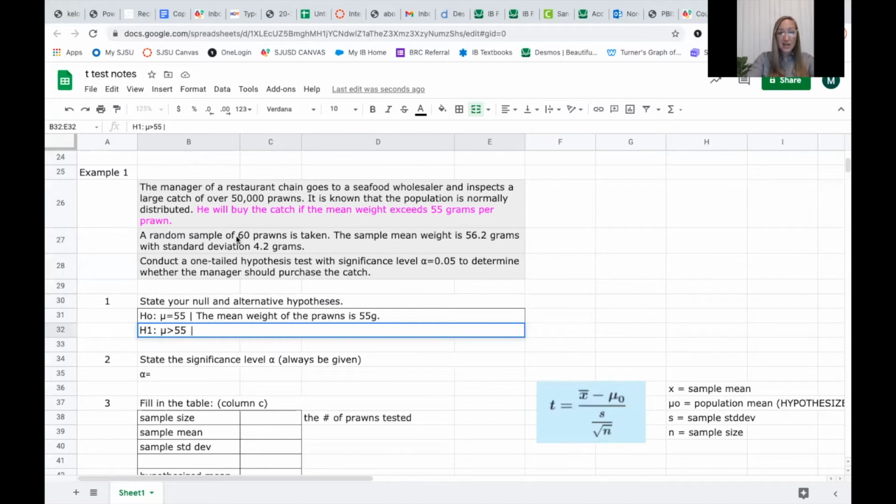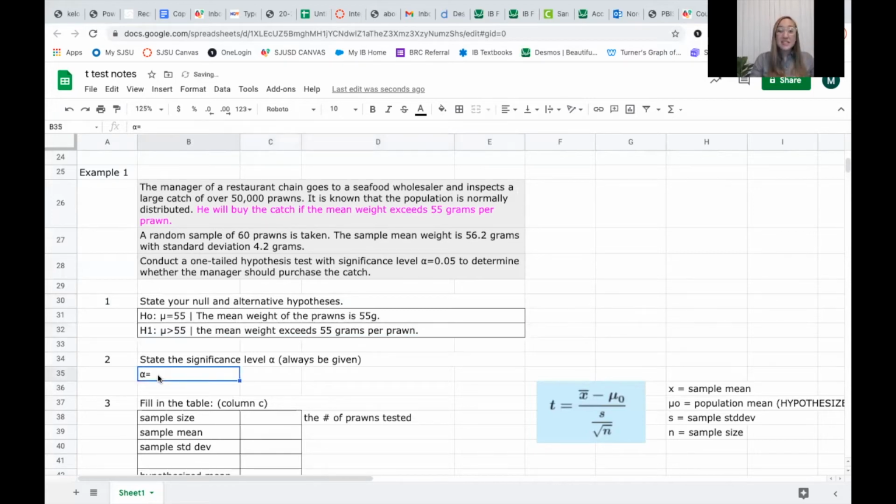Okay, the alternate hypothesis statement is 99% of the time words straight from the question. Okay, so I'm straight up going to copy: the mean weight exceeds 55 grams per prawn. Completely plagiarized from that part in purple.